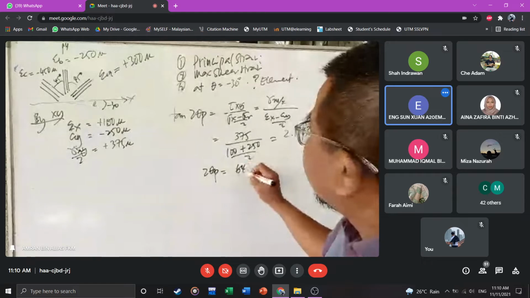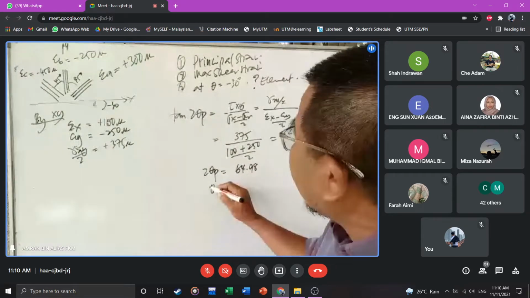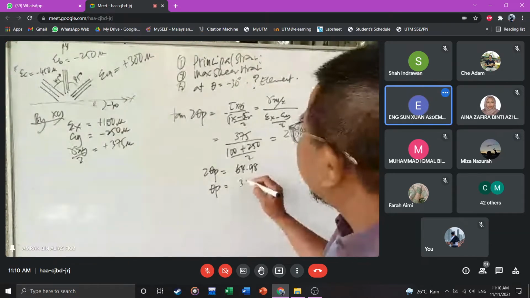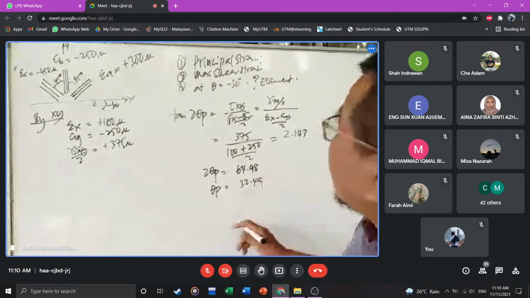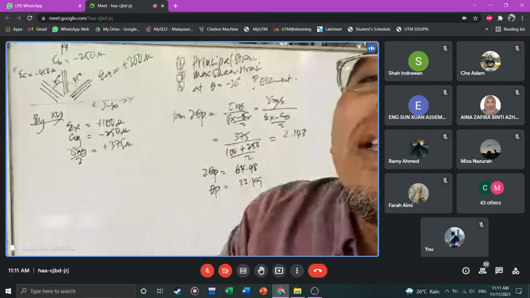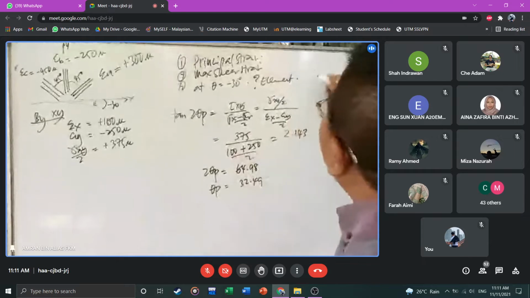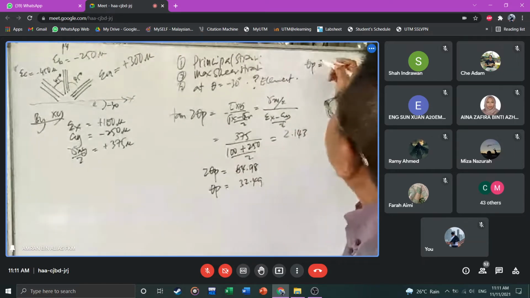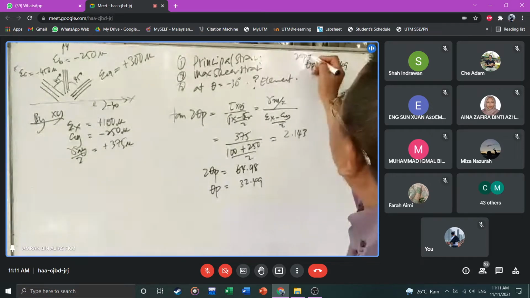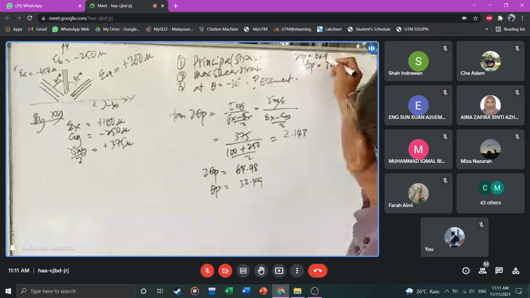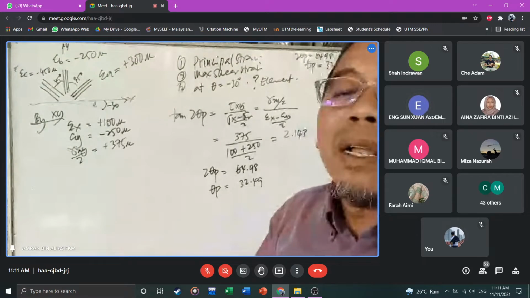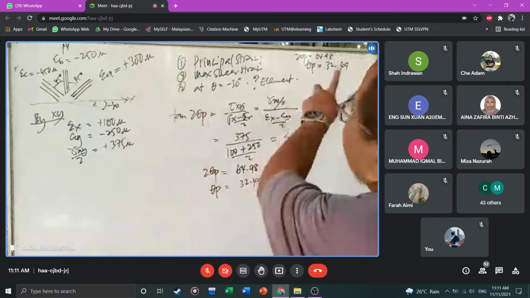64.98. So what is theta P there? 32.49. So this step you have to do that. So theta P is equal to 32.49. 2 theta P is equal to 64.98. Both are positive, right? Yes. Okay, so you finish that one.